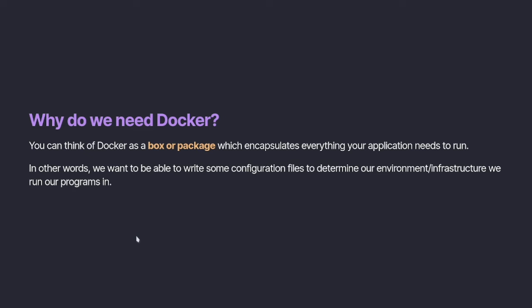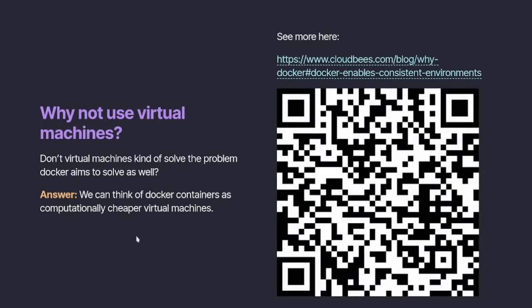Some people might ask, why use Docker? There's another solution on the market, which is virtual machines. I won't go into too much detail on why you should use Docker or virtual machines, but you can think of Docker as a lightweight version of virtual machines, where we are able to run a mini virtual machine at about 30 times cheaper the cost of a virtual machine. If you want to learn more, there's a link to a good blog post about why you would use Docker over virtual machines.